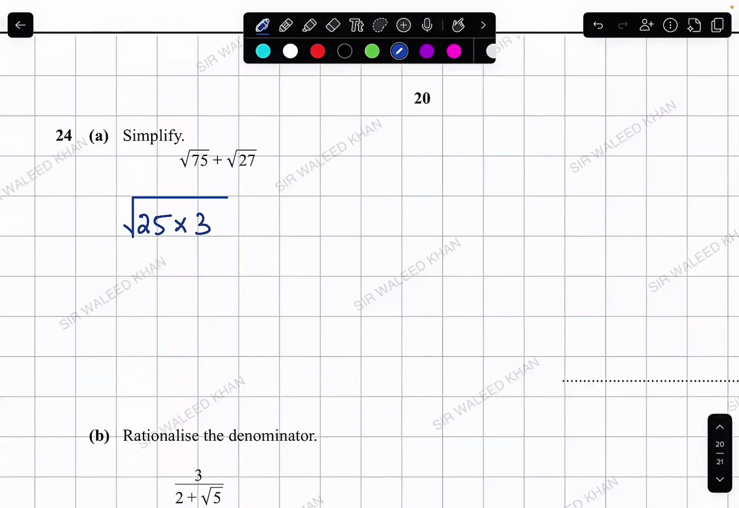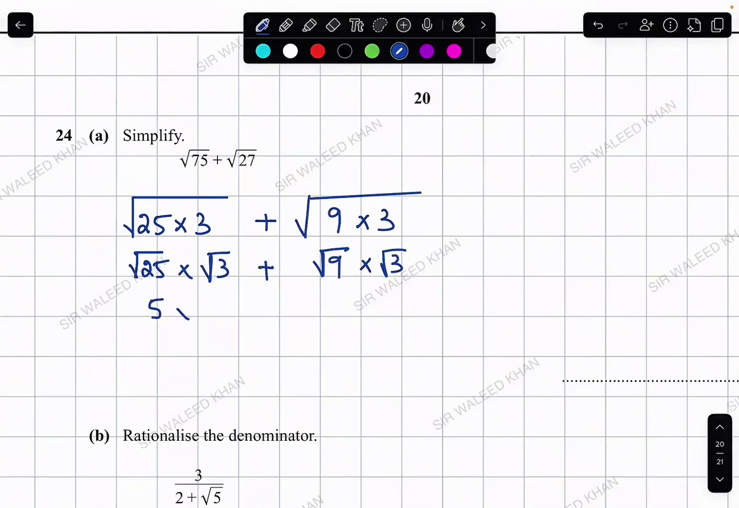There are multiple other ways as well. So select the highest square number. That will be easier for you. And 27 can be split into 9 times 3. Again a square number. So under root 25 is 5. And under root 3 remains the same. You can skip this step and directly write 5 under root 3 plus 3 under root 3. Now when the surds are same, the terms can add. Okay, so 5 under root 3 plus 3 under root 3, that is 8 under root 3.